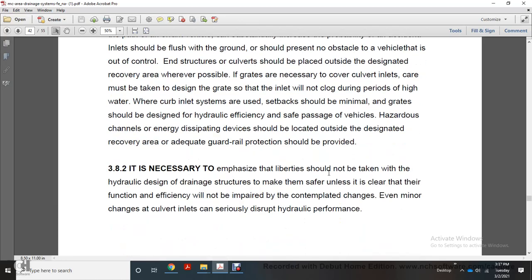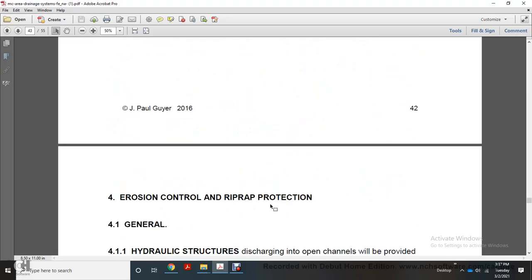It is necessary to emphasize that liberty should not be taken with the hydraulic design of drainage structures to make them safer, and it should be made clear that function and efficiency will not be impaired by complicated changes. Even a minor change of the culvert inlet can disrupt the hydraulic performance.